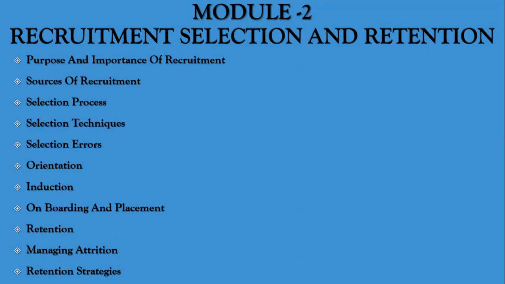So what is onboarding, how do we do it, and placement: what are the systematic steps involved in placing an employee in the right job, making sure that the job description matches the requirement, and that it also matches the skill set possessed by the employee, and so on. And then retention, managing attrition, and finally retention strategies which are being used by companies even to this day. So these are all the things that we'll be discussing in module 2.